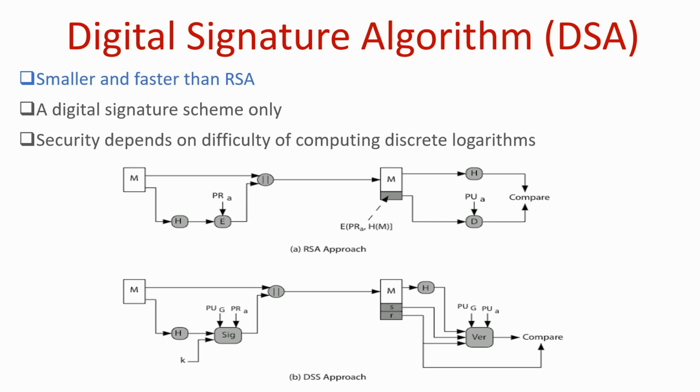Now, the digital signature algorithm does something different. Basically, you take the message, you generate its hash, and you pass this hash to what is called a signature algorithm in this case.